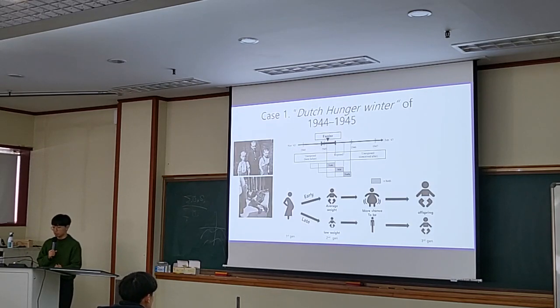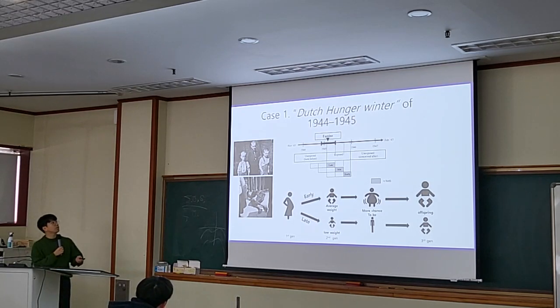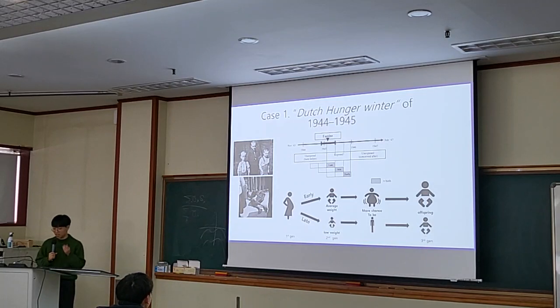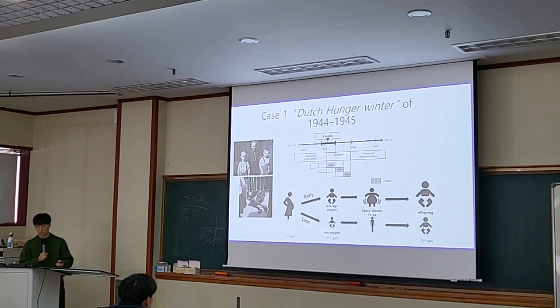The first case is the Dutch hunger winter of World War II. During 1944 to 45, at the end of World War II, after the Normandy operation was complete, the German army prevented supplies from coming to the Netherlands. So the Netherlands people suffered from starvation and malnutrition due to this operation, and these are the pictures. And on this seasonal graph, you can see the famine season, when supplies were cut off.